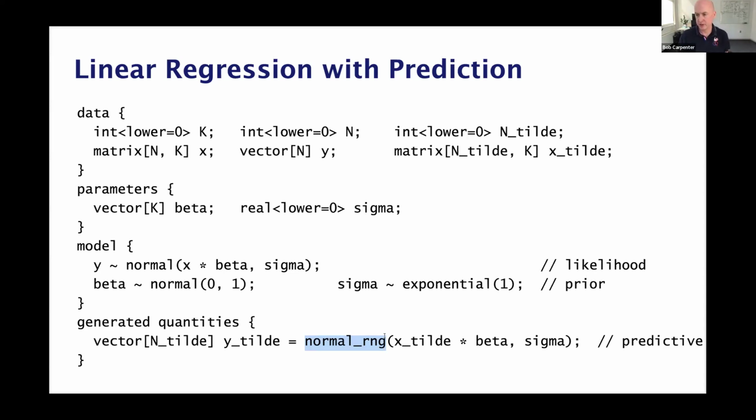Which is to do something predictively. It's like I've measured something in the past and I want to predict it in the future. I've measured it for some subset of the population, and I want to estimate it for the rest of the population.